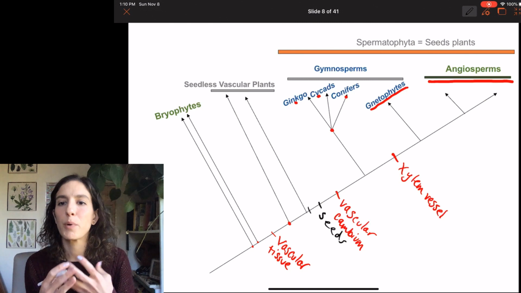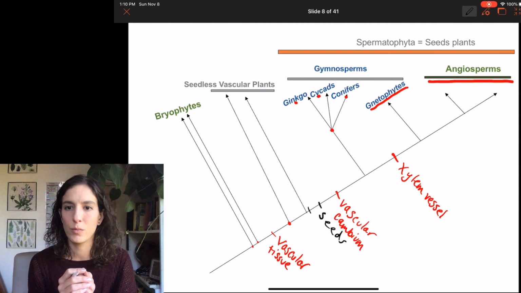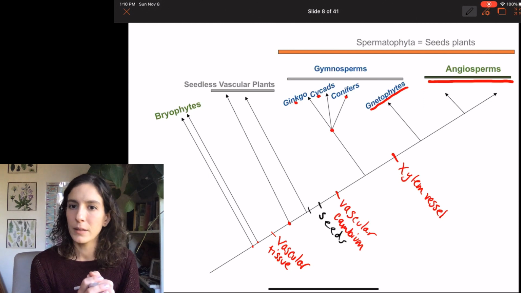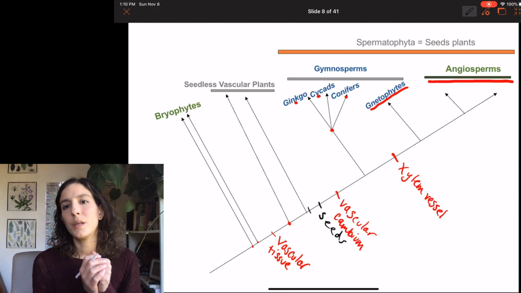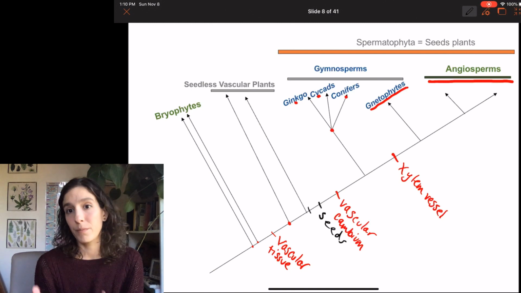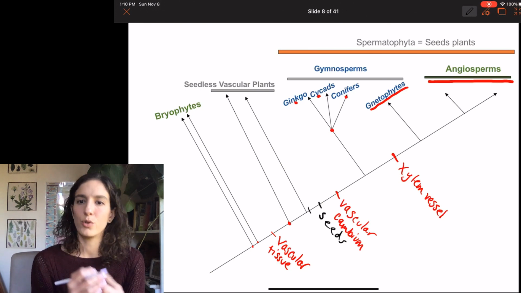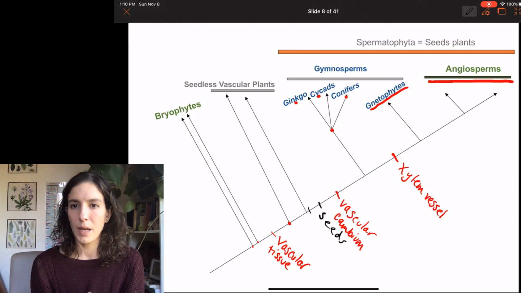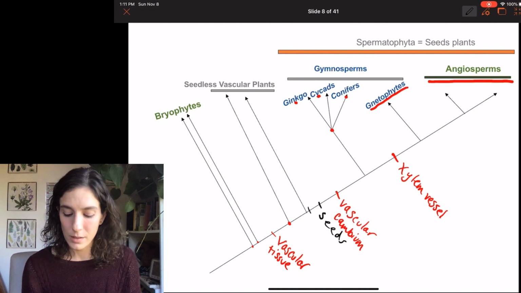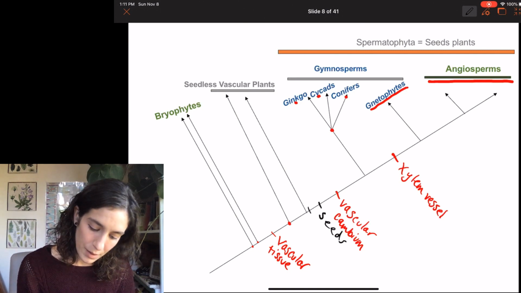It's whether or not the sporangium produces one type of spore, and therefore one type of gametophyte, that's homospory, or if there are two types of sporangia that produce two types of spores, and therefore two types of gametophytes. Well, yeah, the gymnosperms and the angiosperms have heterospory.